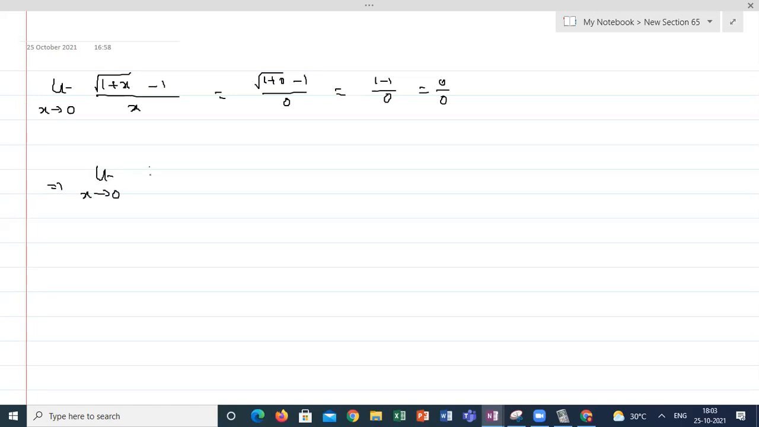Next one is limit x tends to 0, square root of 1 plus x minus 1 by x. If I substitute 1 plus 0 under the root minus 1 by 0, this will be 1 minus 1 by 0, 0 by 0. For this, what do I have to do? I have to change the expression. Limit x tends to 0, this is 1 plus x whole power 1 by 2 minus 1 power 1 by 2 divided by, how can I write x? 1 plus x minus 1. So the denominator is x.